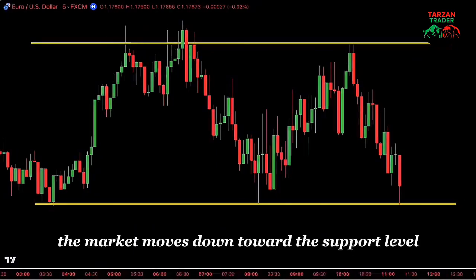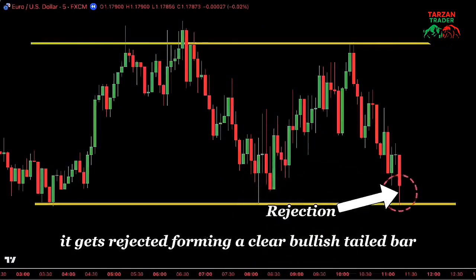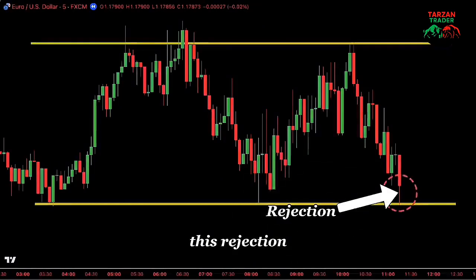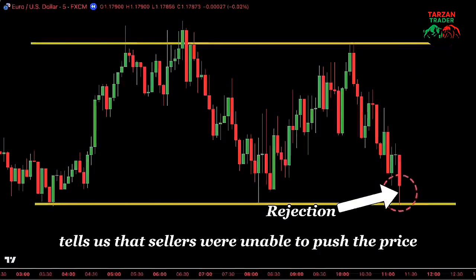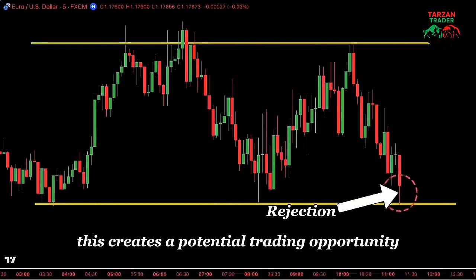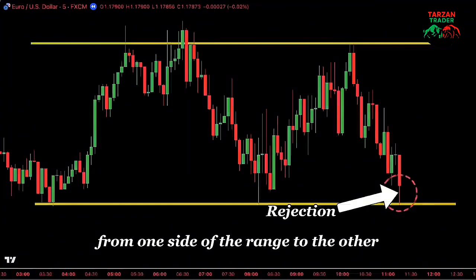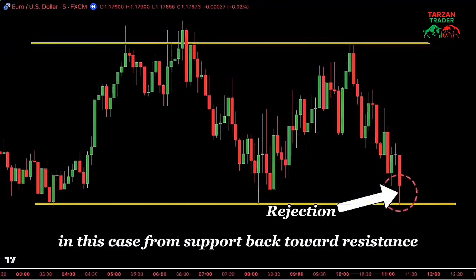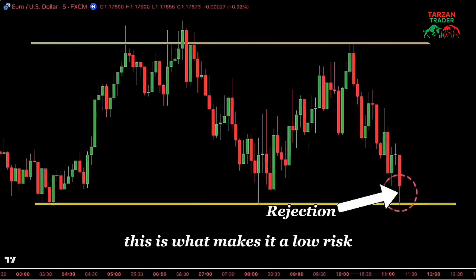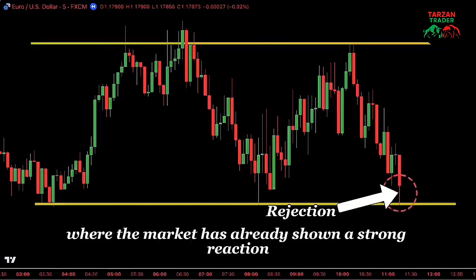The market moves down toward the support level, and once it reaches this area, it gets rejected, forming a clear bullish-tailed bar. This rejection tells us that sellers were unable to push the price lower, and buyers are stepping in to take control. This creates a potential trading opportunity because in a range, price often moves from one side of the range to the other, in this case from support back toward resistance. This is what makes it a low-risk, high-reward setup because you are entering near the bottom of the range, where the market has already shown a strong reaction.